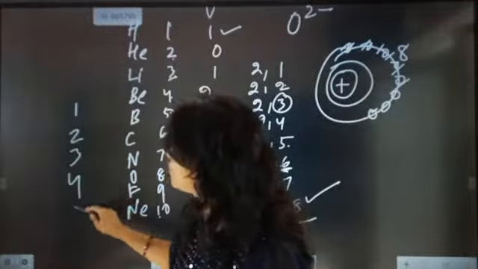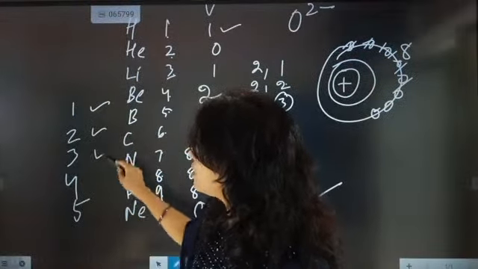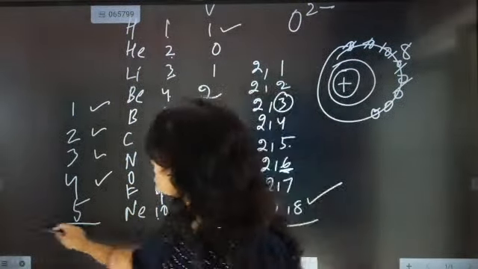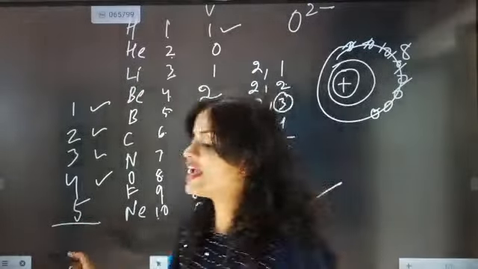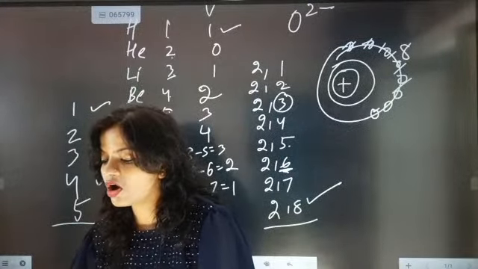1, 2, 3, 4, 5. Till 4, the valency will be 4. But the moment it reaches 5, what do you have to write? 8 minus 5. That means it needs how many electrons?